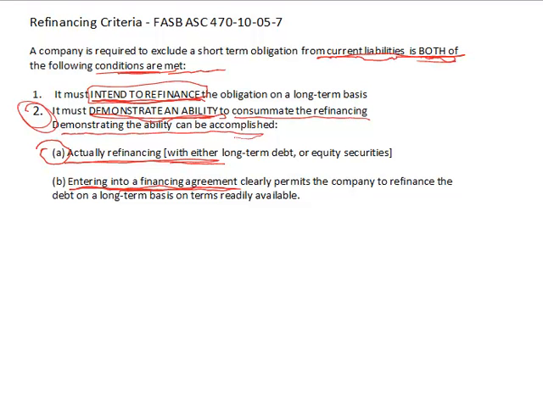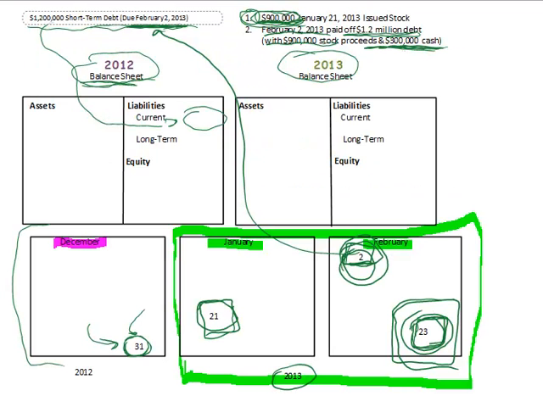So if we go back here, this is what's going to happen. We're going to split up some of this $1.2 million. Some of it will be current, some of it will be long-term, because we've had the intent. Right here proves the intent, and we had the ability because we actually did it. So when we're issuing stock, it also indicates that we have the ability to refinance. Refinancing doesn't only mean converting into a long-term loan. We just happen to refinance it through equity.